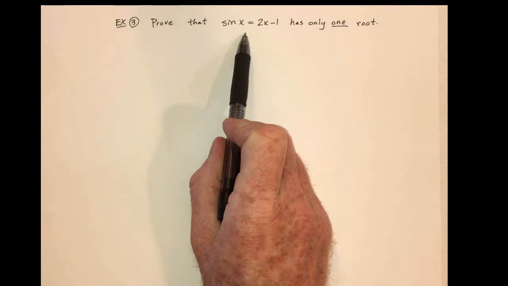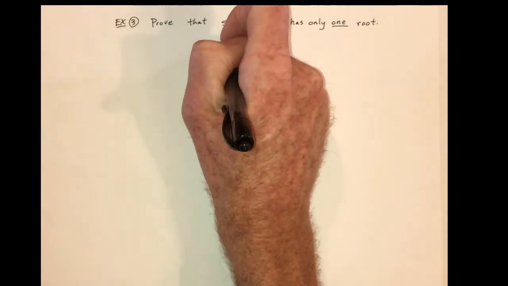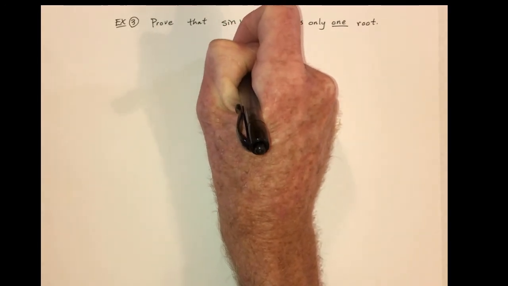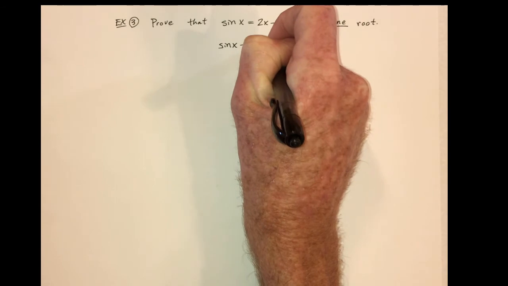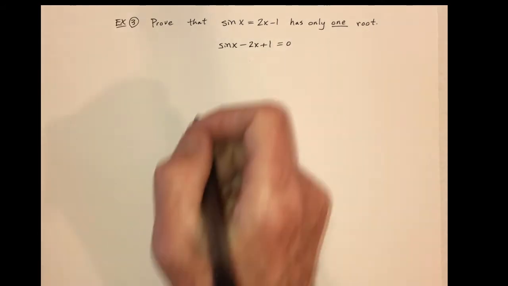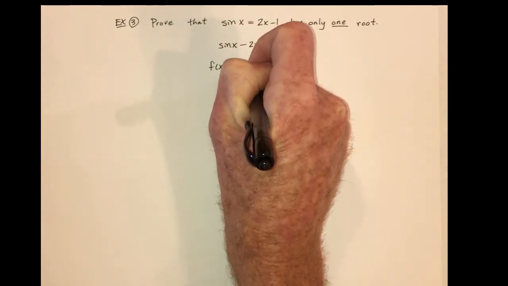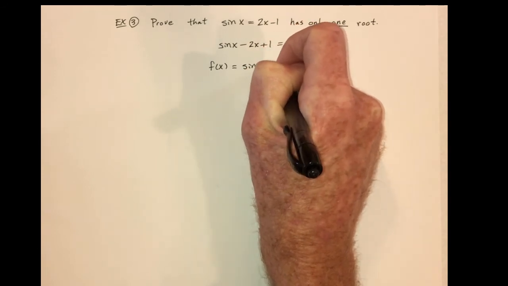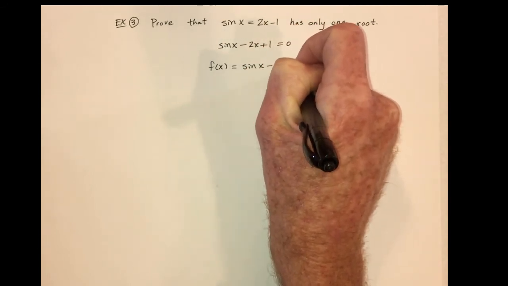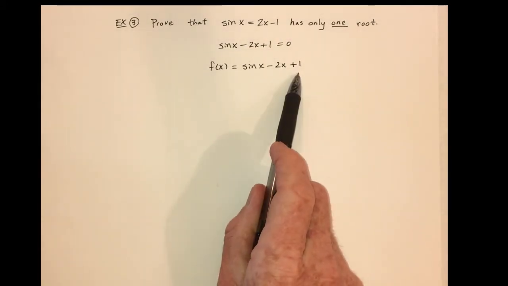So another way to rewrite this is you could subtract 2x and add 1, put everything on one side, and then it's set equal to 0. Next up, we're going to have that as our function. So let f of x equal sine of x minus 2x plus 1. And we want to show there's only one place where this equals 0.